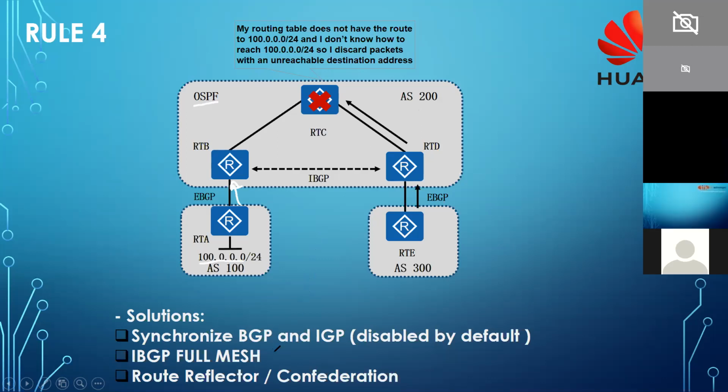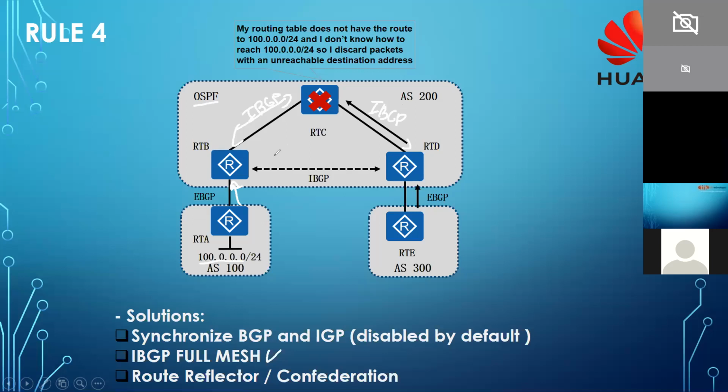The second solution, and the most used, is the IBGP full mesh. What does it mean? We will do a full mesh between all our routers, so a full IBGP mesh relationship. RTD will have two peers, RTC and RTB, and RTB will have two peers, RTC and RTD. So we have a full mesh. When you do this, all your routers will have the full view in the BGP routing table.